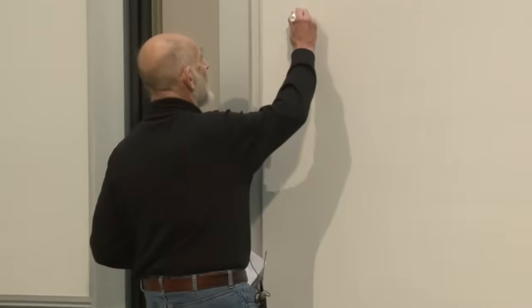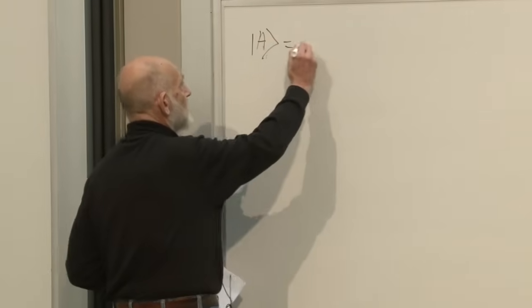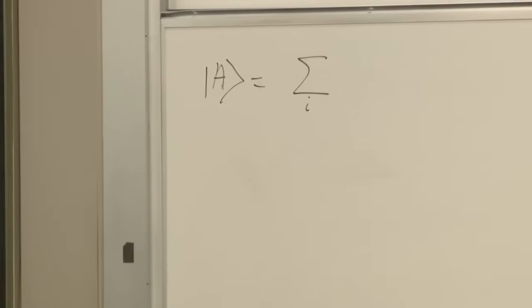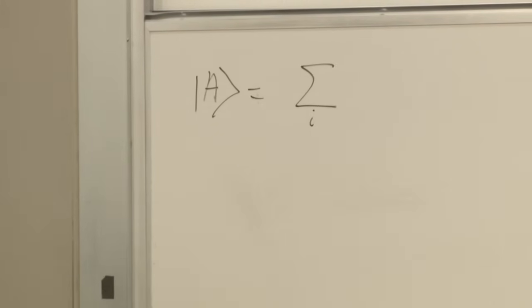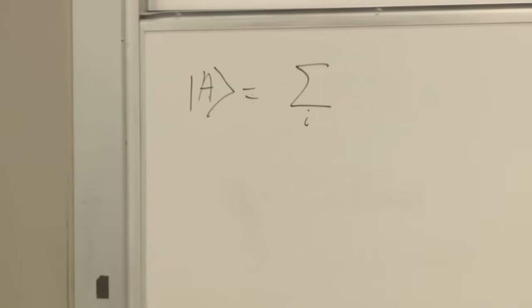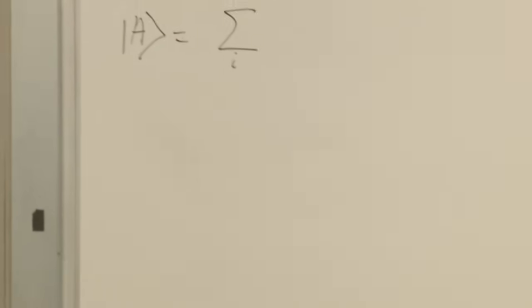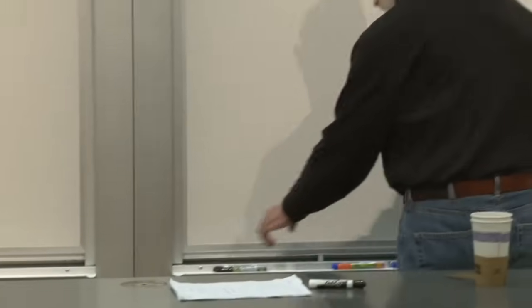Given such a basis, you can write any vector in the space as some kind of sum over those basis vectors. So we can write for any vector A that it's equal to a sum over I. I here stands for the basis vectors. Of course, a basis is not a unique thing. Just as there are many sets of mutually orthogonal vectors in three-dimensional space, there are many sets of mutually orthogonal vectors in an abstract vector space, but we pick one.